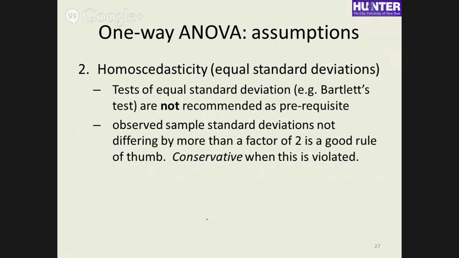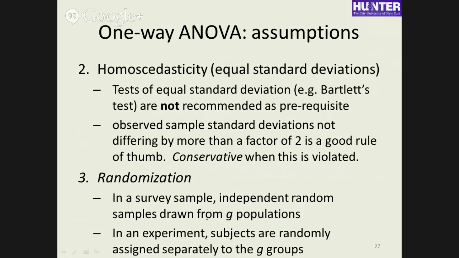And in pretty well all cases of these assumptions, the F test for ANOVA is conservative when violated, meaning that if your assumptions are violated, your p-value will get larger. You're less likely to reject the null hypothesis. So you're very unlikely ever to incorrectly reject the null hypothesis with ANOVA. And as with all statistical tests, we assume our data come from random sampling or from a randomized experiment.